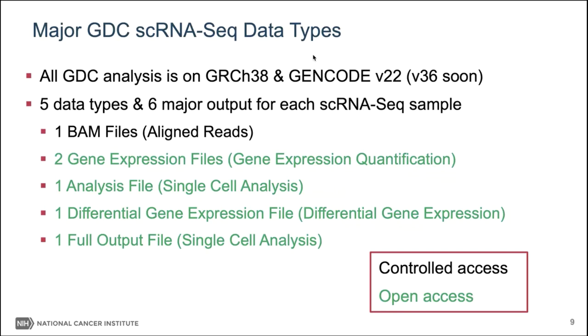As you know, if you've used the GDC before, GDC data is available as either open access data or controlled access data. And in the single-cell RNA-seq experimental strategy, only the BAM files are made controlled access. These require dbGaP access. The rest of them are completely open, can be downloaded by anyone without logging in or starting an account or anything. You could download them right now.